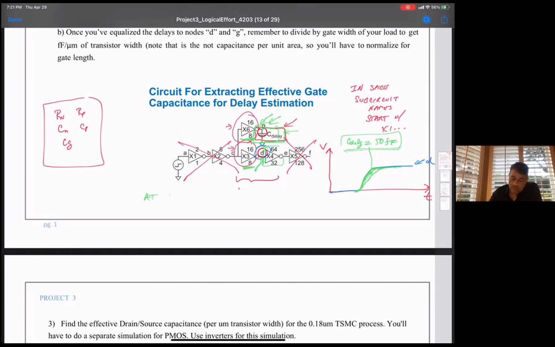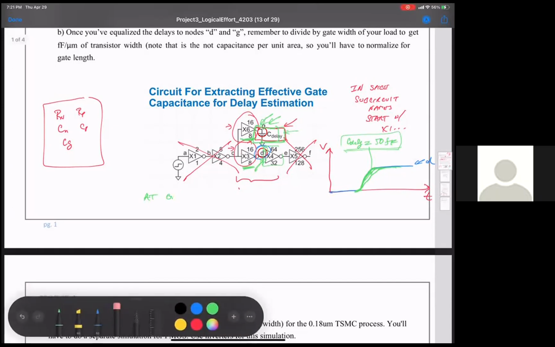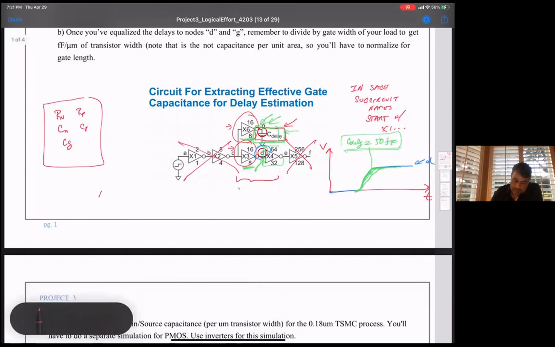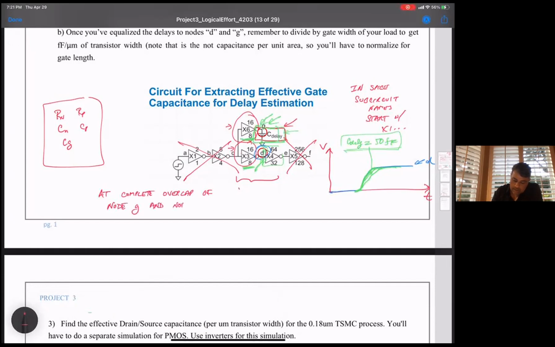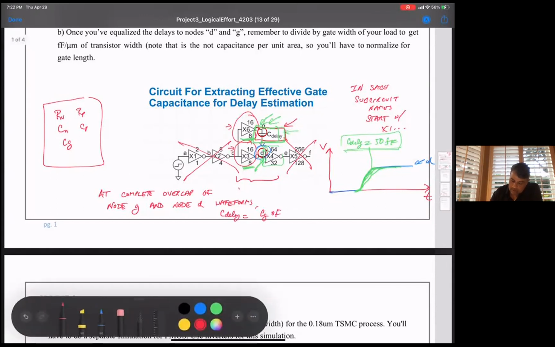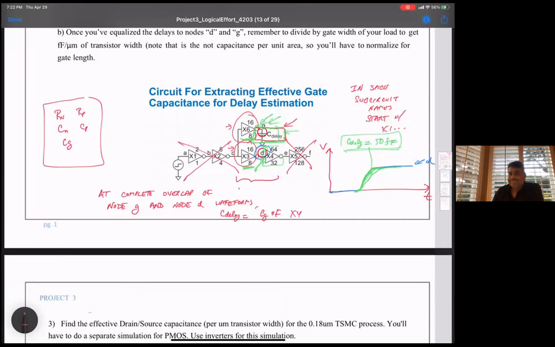So at complete overlap of node G and node D waveforms, C delay is equal to C gate of X4.